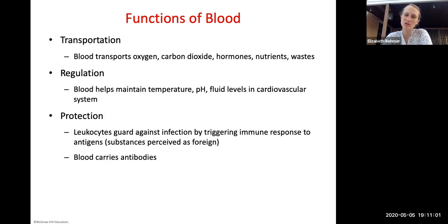And then regulation. Blood helps maintain temperature, pH levels of the body, which is extremely important, fluid levels in your cardiovascular system. Protection. Blood has those leukocytes in that buffy coat layer, so the leukocytes will guard against any sort of infection by triggering an immune response to antigens. And an antigen is any substance perceived as foreign, if it's different from the antigens that you already have yourself. Blood carries antibodies, and antibodies will attack specific antigens that it perceives as foreign.